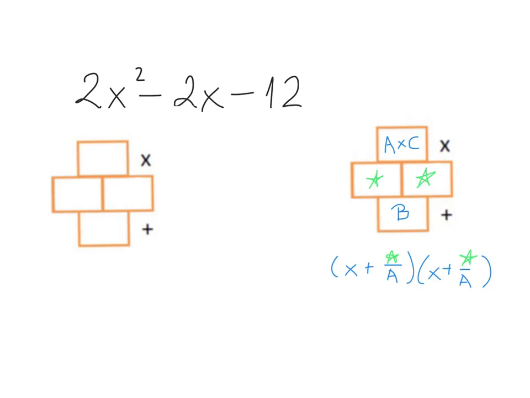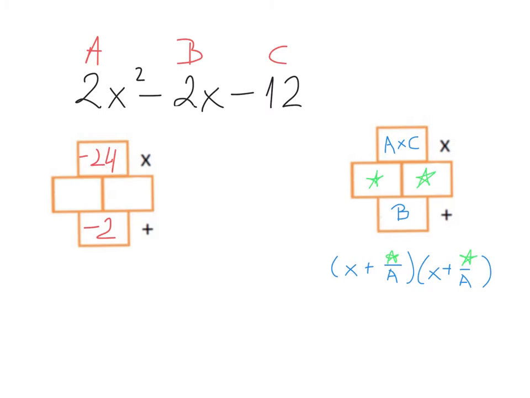Let's look at the examples when a is any number apart from 1. Here we have a equals 2, b negative 2, and c negative 12. How does it work then? The same. First of all, a multiplied by c on the top, and that's minus 24. b goes on the bottom, minus 2. And now let's find two numbers that multiply to minus 24 and add to minus 2.